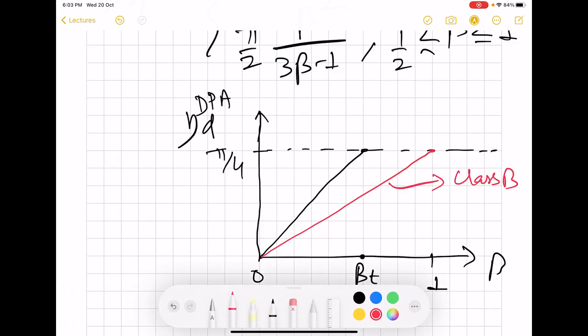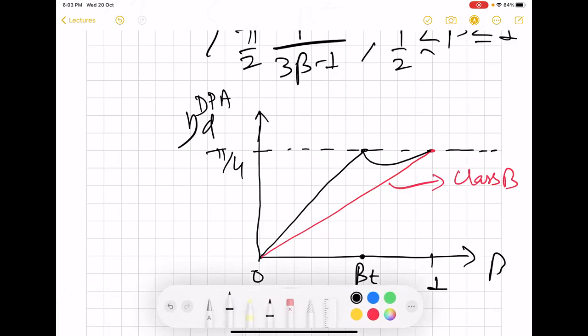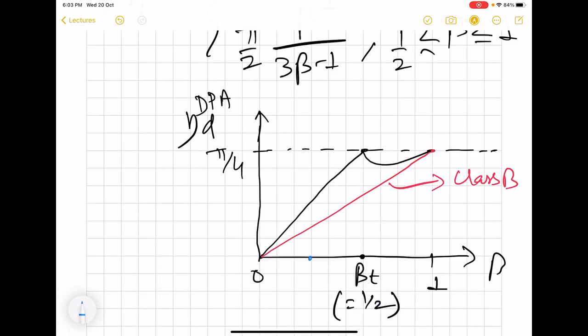Now what will happen for this case, beta is equal to 1 by 2, is that in the higher drive region, we will get this kind of response. So one will be tempted to say why not take beta as 1 by 4, an even smaller value. What will happen for 1 by 4 is that we will of course have higher efficiency for the lower drive region, but unfortunately for the higher drive region, the response will be like this.